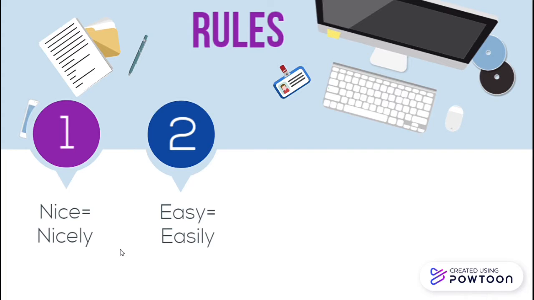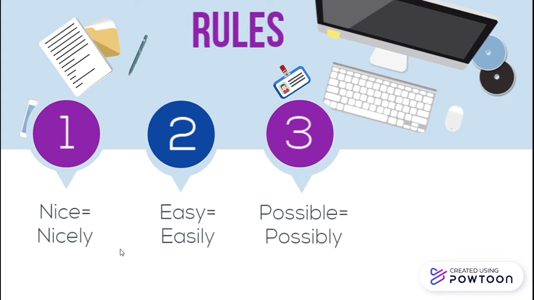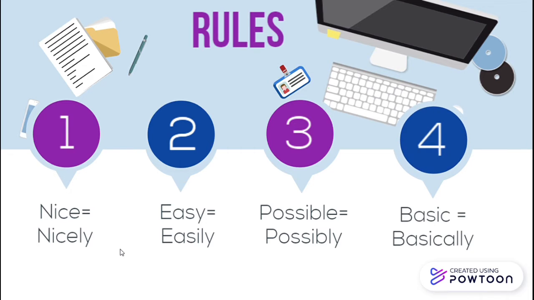Third, if the adjective ends in le, you have to eliminate the e and put in y. Possible becomes possibly. We are going to finish the puzzle today, possibly. Fourth, if the adjective ends in ic, you have to add ally. Basic becomes basically. The plots of these books are basically all the same.